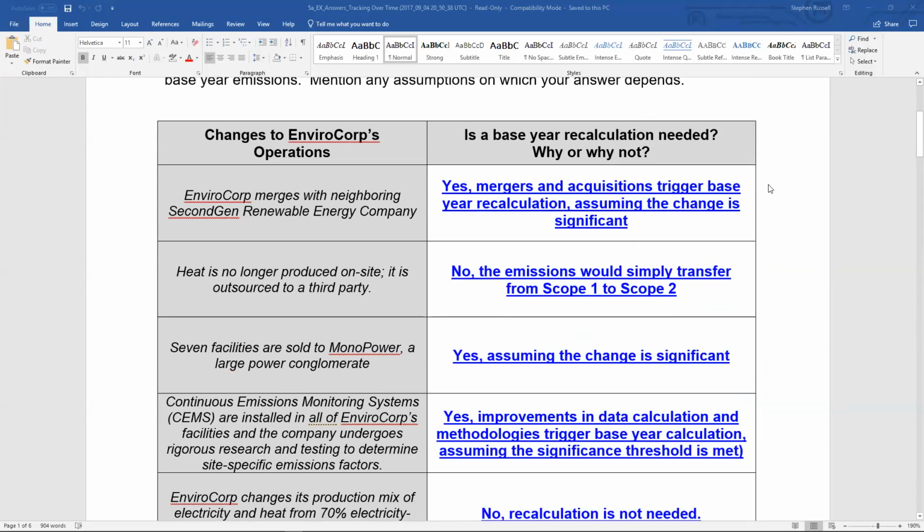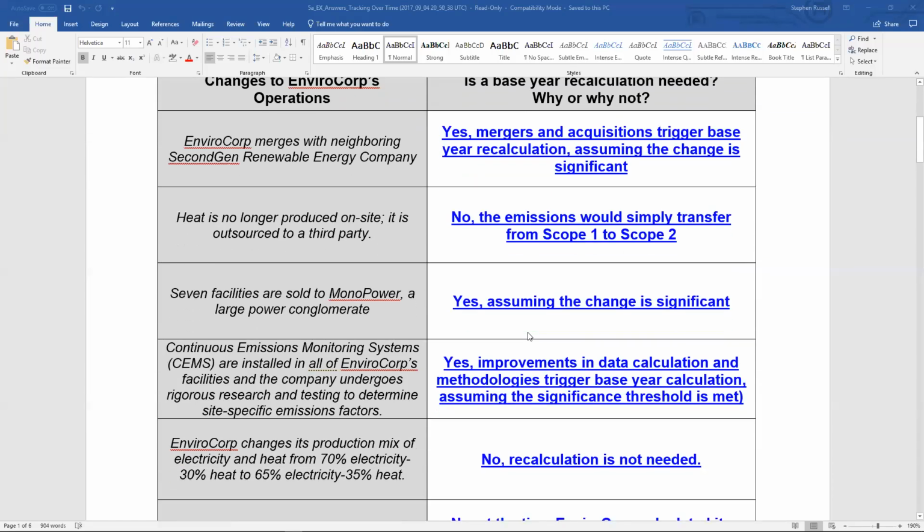The second case, heat is no longer produced on site and is outsourced to a third party. This is again a case where the emissions are simply being shunted from scope 1 to scope 2, and because emissions under those scopes have to be reported within an inventory, there's no need to recalculate the base year inventory. The third case, 7 facilities are sold by one company to another, and here, yes, a recalculation is required provided that the significance threshold was met.